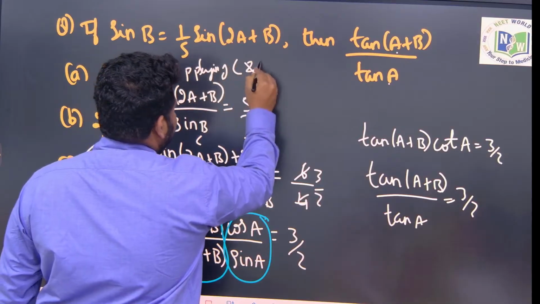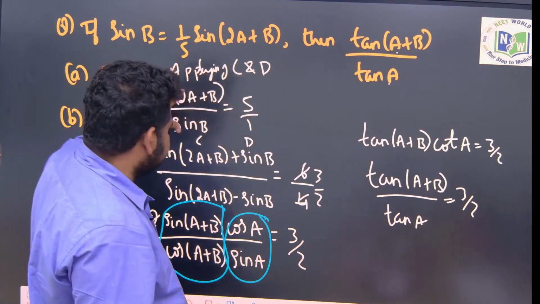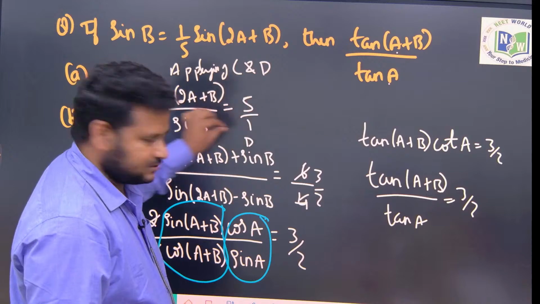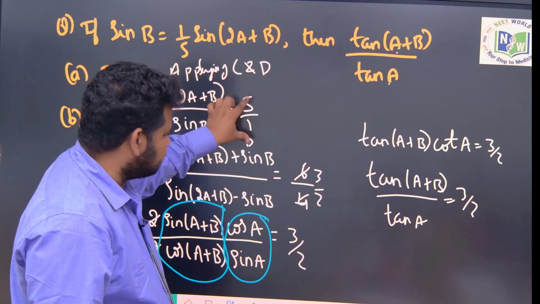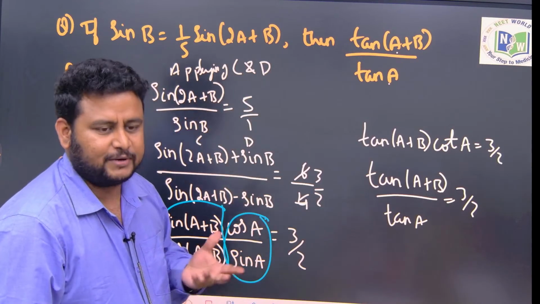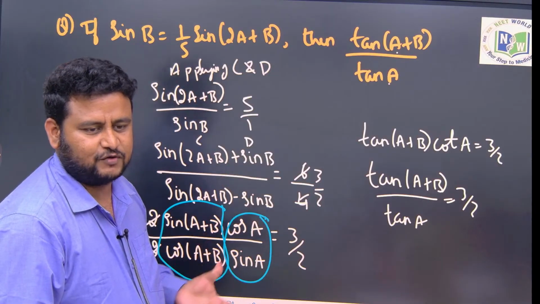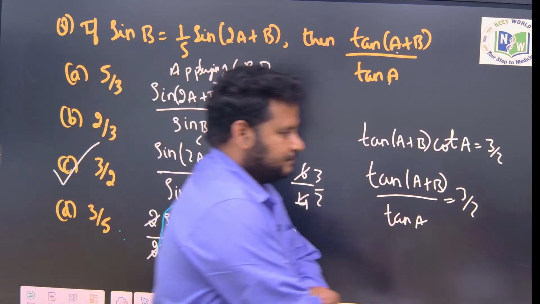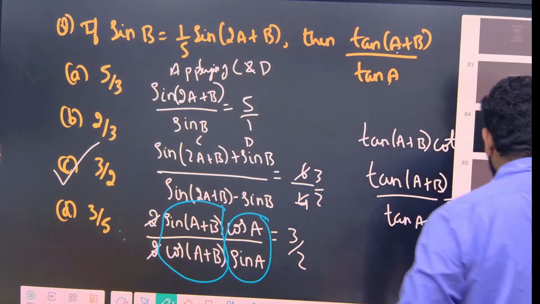So most of the time, when we get fractions like this, where the numerator and denominator ratio is equal to some other fraction, we will always apply componendo and dividendo. Then it will be very easy for you to solve. Okay, clear. Next.